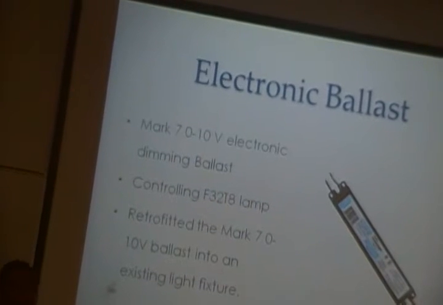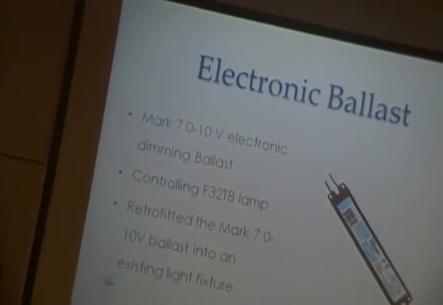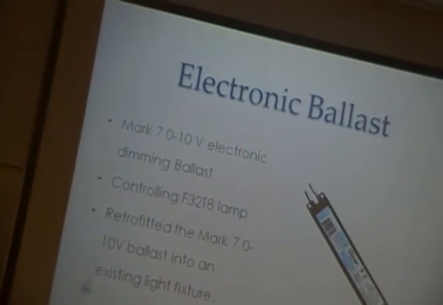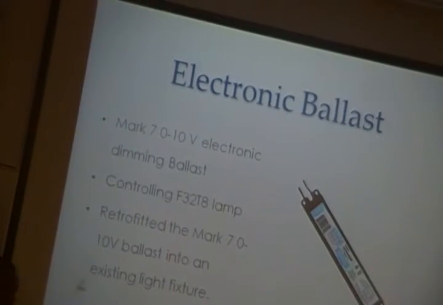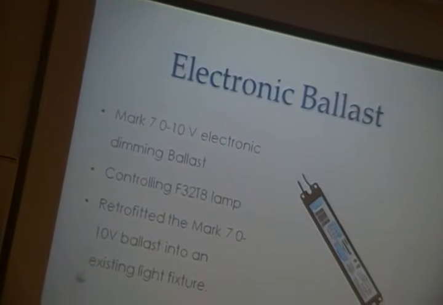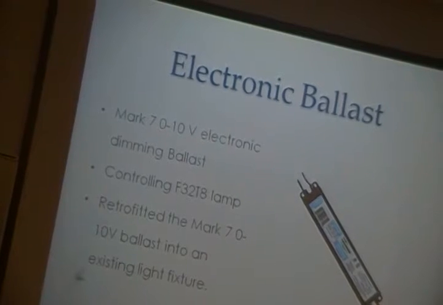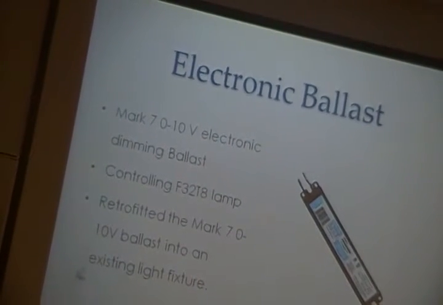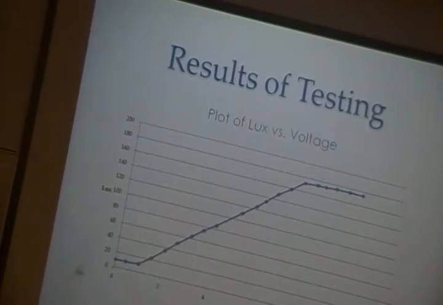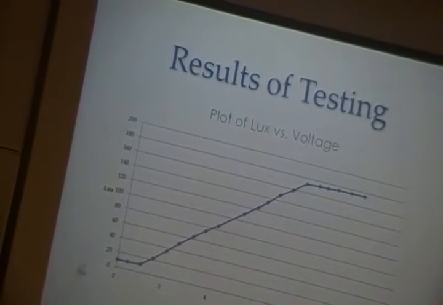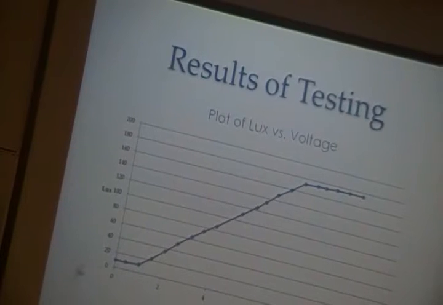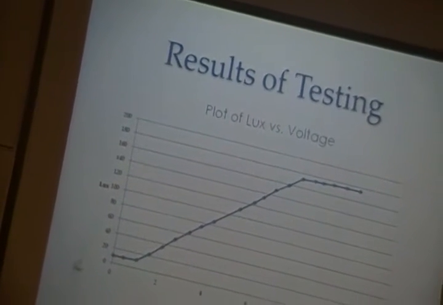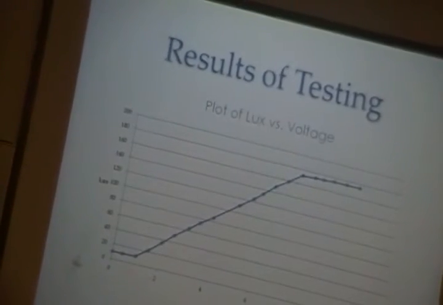The electronic ballast, Mark 7 by Philips, is controlled by this voltage from the op amp. We retrofitted it on the light fixture, and it is connected to an F32T8 fluorescent bulb. Testing was conducted by varying the voltage from 0 to 10. A sweeping control from 2 to 8 volts corresponds to a change from 10 to 170 lux.